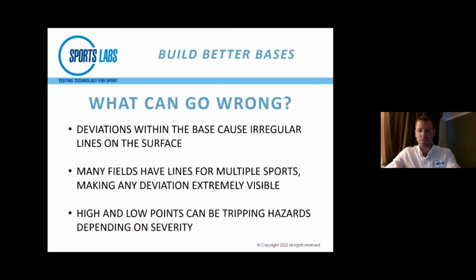So once again, deviations within the base cause irregular lines. Another thing to note here, especially in the United States, a lot of fields now are being built with multiple sport lines. So you're going to have 5 different sports, 3 different sports, whatever it might be. There's lines all over the place. So that can make the problem even worse.